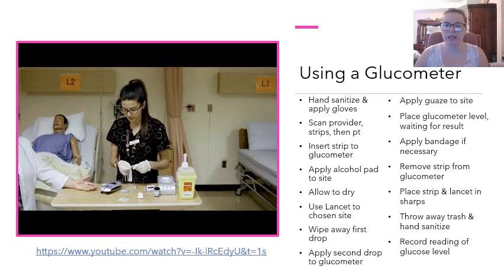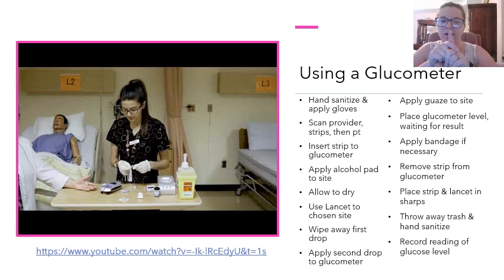So once you scan all of that, then you insert the little strip with the barcode into the glucometer, apply an alcohol pad to the fingers of the patient that you've chosen, allow it to air dry, of course. Then you use the lancet device to poke a little hole in their finger. You squeeze, kind of milk it out, and you wipe away the first drop with your gauze. And then you squeeze for a second drop, and the second drop is the one that you use for the glucometer.